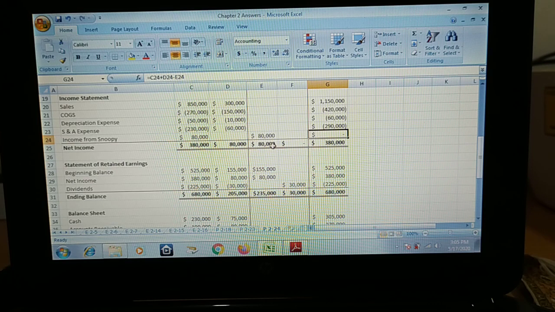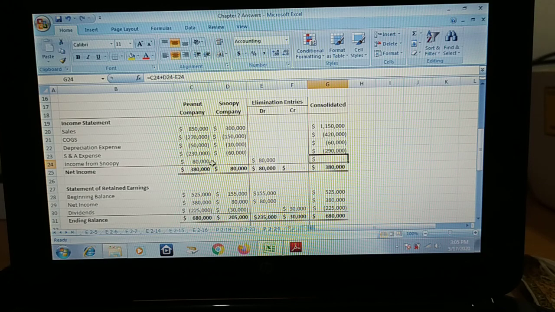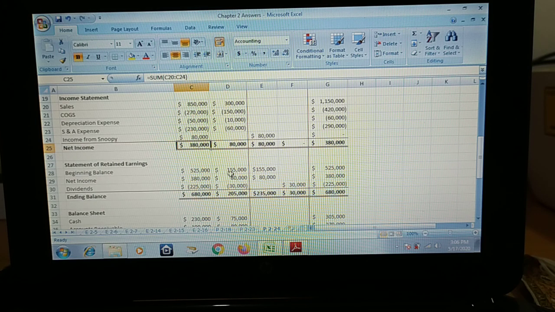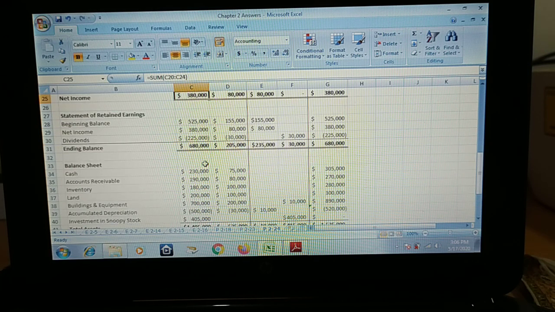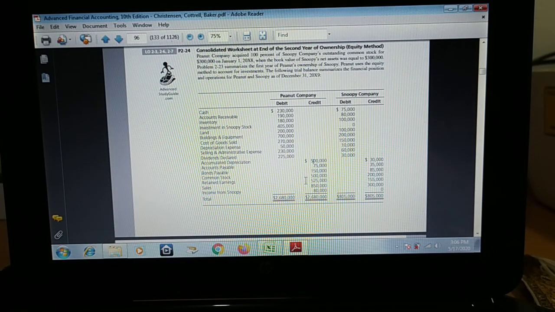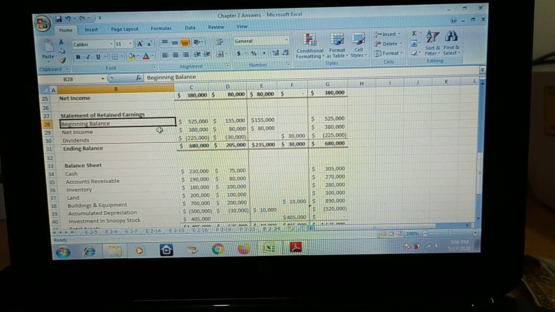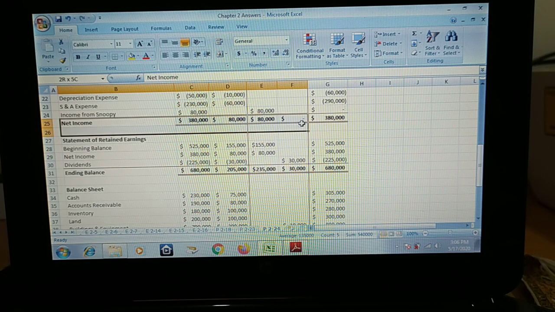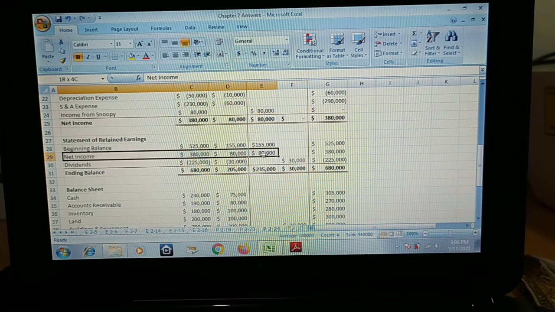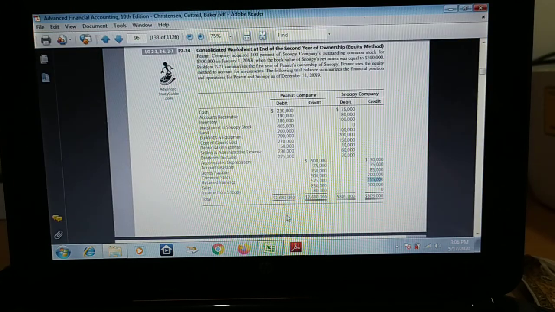Income from Snoopy must be 0. And remember, the way to check it is that the consolidated net income must be the same as the parent company's net income. After we get the correct answer, we can go to the statement of retained earnings. Again, the beginning balance is from the trial balance. And then the net income is from the previous section, so we move it here. And then the dividends are also from the trial balance.